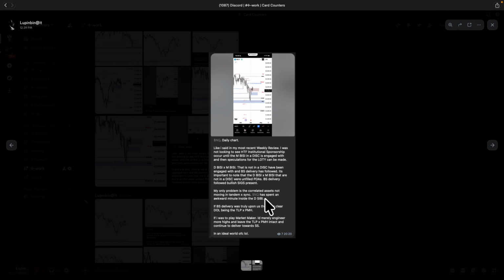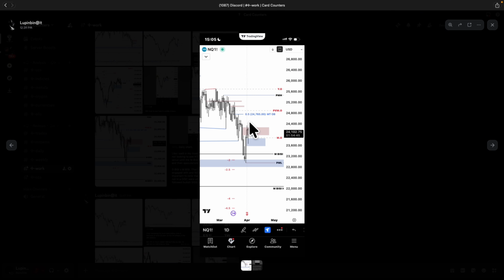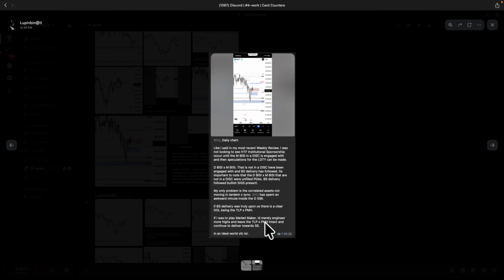And I was stating that NQ has spent a bit of an awkward minute inside of that daily BISI. And if buy-side delivery was truly upon us, there is a clear draw on liquidity being the TLP and the previous month high. So the draw on liquidity would be that previous month high as well as the TLP that resides right under it. And if I was to play market maker, I'd merely engineer more highs and leave this TLP and previous month high intact and continue to deliver towards sell side, in an ideal world, of course.